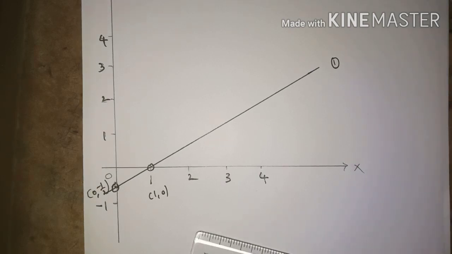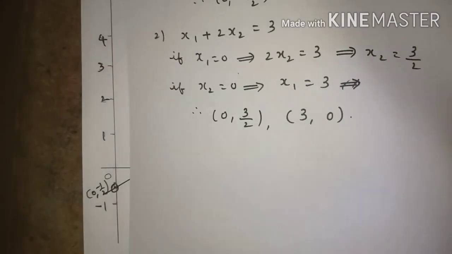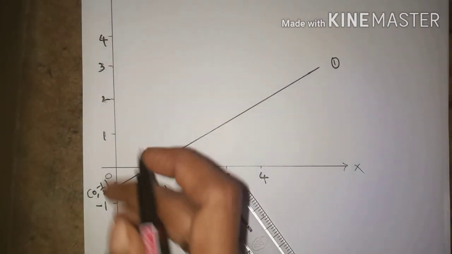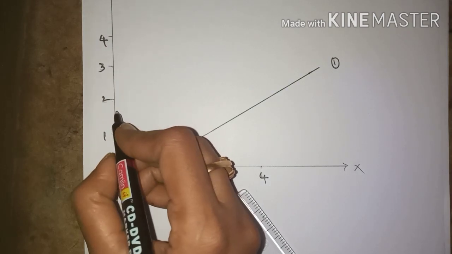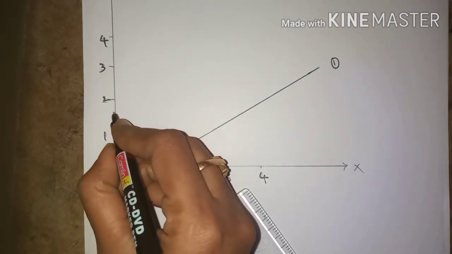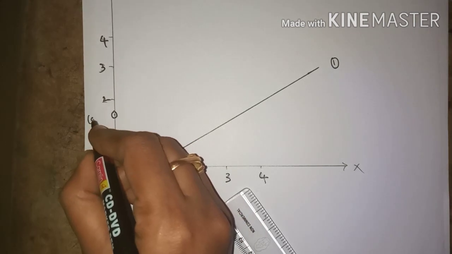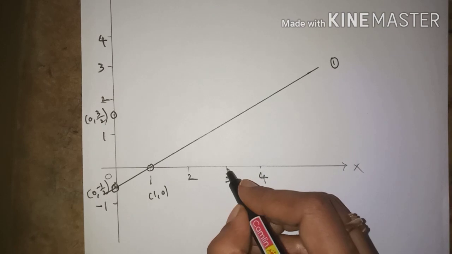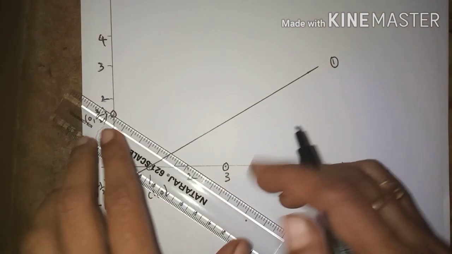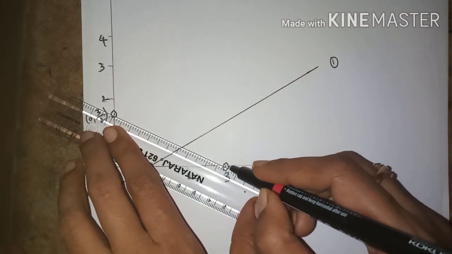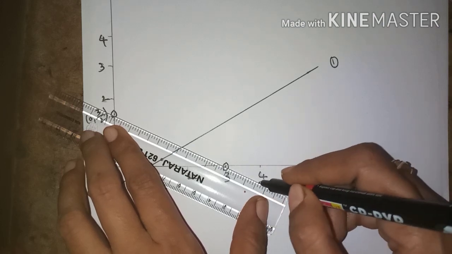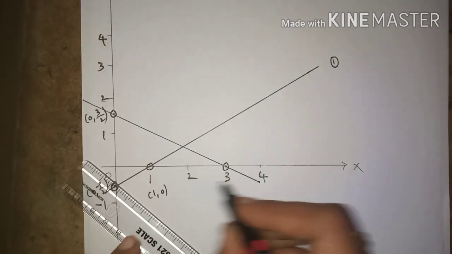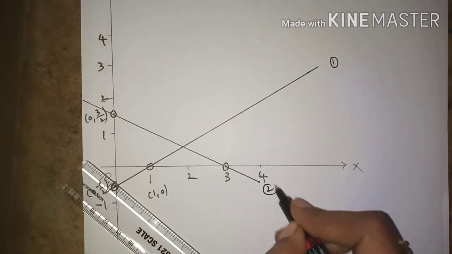Now another constraint's points are (0, 3 by 2) and (3, 0). 3 by 2 means 1.5. 1.5 means here, (0, 3 by 2). Another one is (3, 0), here. Join these 2 points with the help of the scale. Now this is the second constraint.